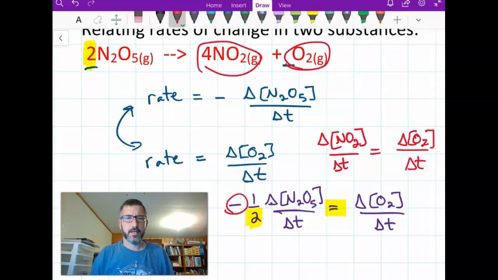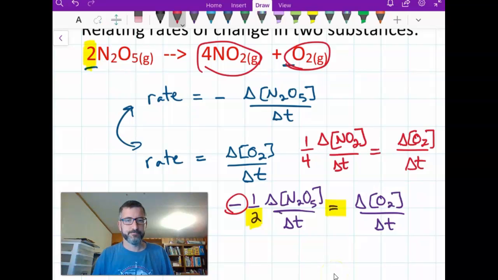Okay, hopefully you said that because there are 4 NO2s produced for every 1 oxygen, in order to make this statement true, we would actually have to multiply this first one by 1/2. Pardon me, 1/4. Because again, with this NO2 you're producing 4 times as much of it. So in order to make this statement true, you'd have to multiply the change in concentration of NO2 by 1/4. The other way to do it, of course, would be to multiply the second one by 4.